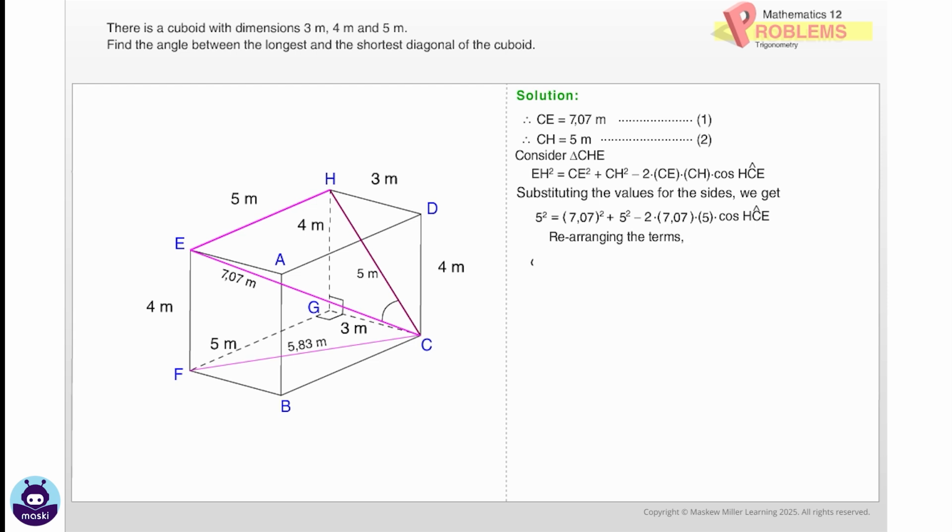Rearranging the terms, cos angle HCE equals 50 over 70.7. Therefore, cos angle HCE equals 0.707. Taking the inverse on both sides, angle HCE equals cos inverse 0.707. Therefore, angle HCE is equal to 45 degrees. Thus, we calculated the angle between the longest and the shortest diagonal.